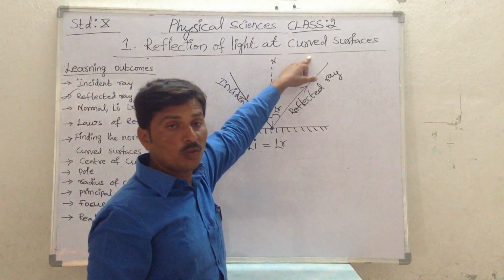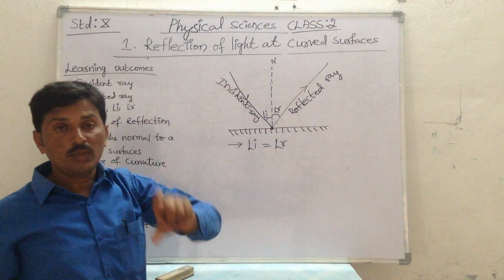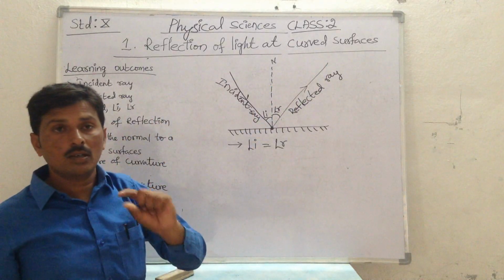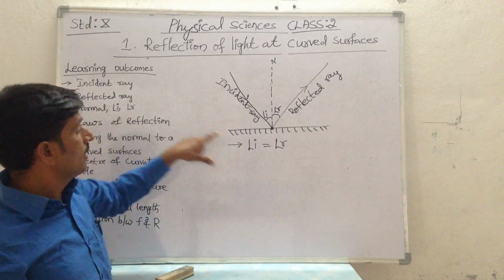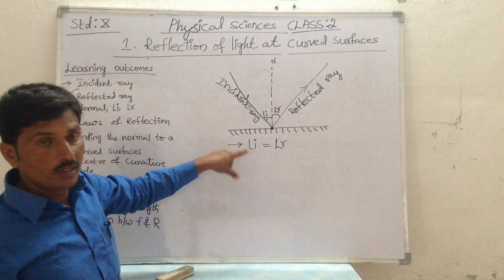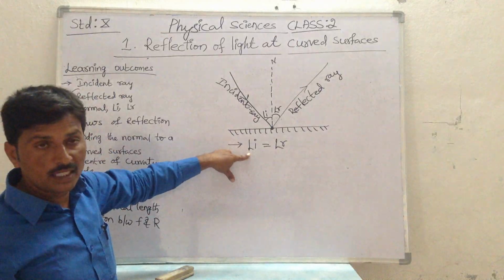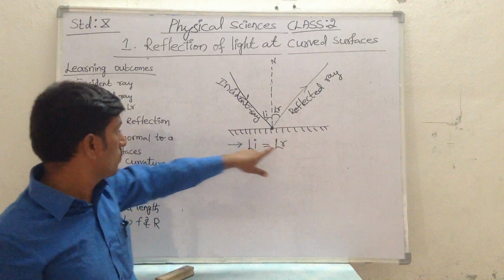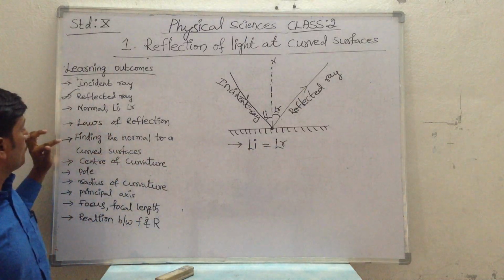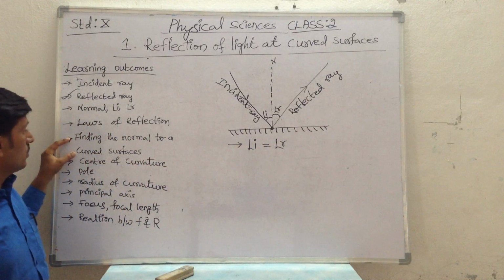So what is a curved mirror? A spherical mirror is one in which the curved surface is a part of a sphere. These laws of reflection are applicable for the curved mirrors also. The main thing is that the angle of incidence is equal to the angle of reflection for curved surfaces also. And the next one is finding the normal to the curved surfaces.